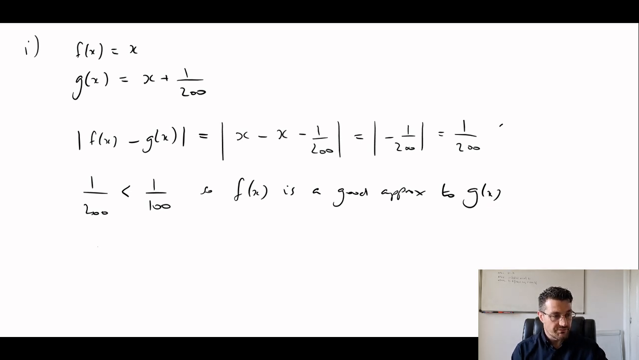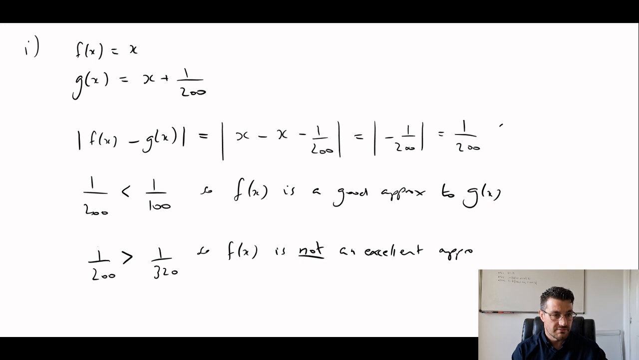But also, 1 over 200 is greater than 1 over, what was it, 320? 320. So f of x is not an excellent approximation to g of x.